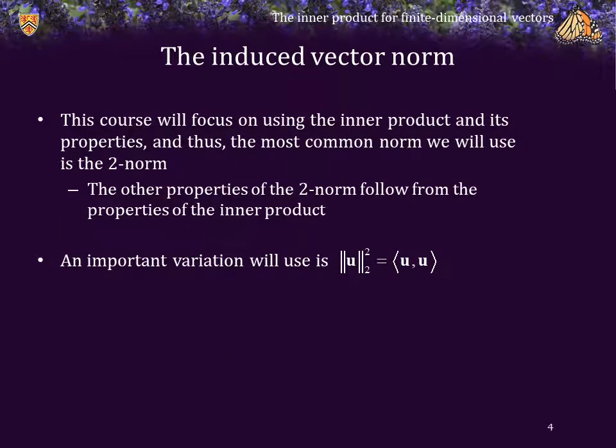In this course, we are going to focus on using the inner product and its properties, and thus the most common norm we will use is the 2 norm. Also note that the other properties of the 2 norm follow from the properties of the inner product. Now, an important variation on this definition is that the inner product of U and itself is equal to the 2 norm of U squared.